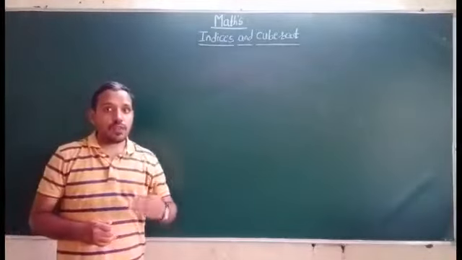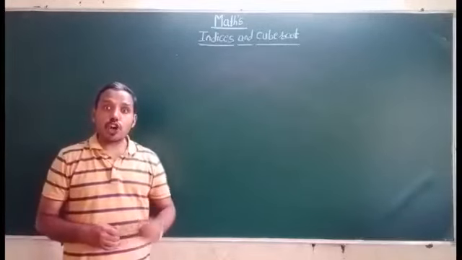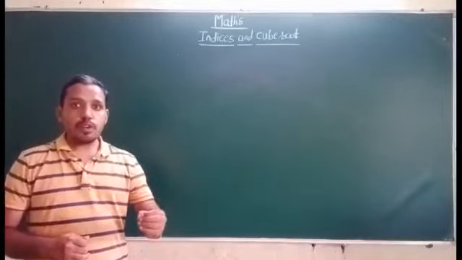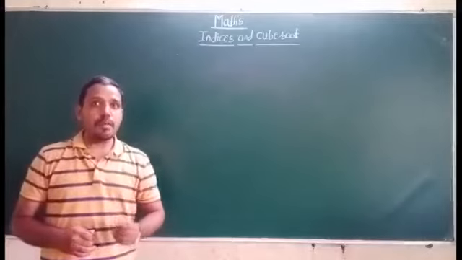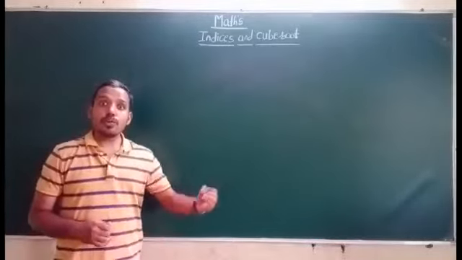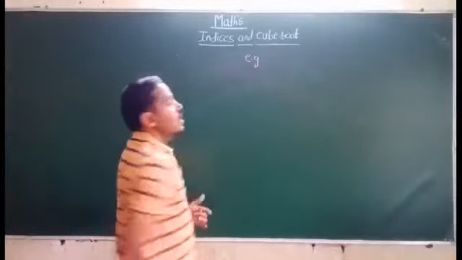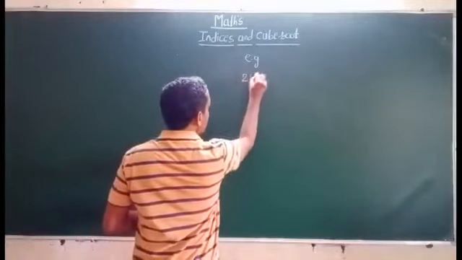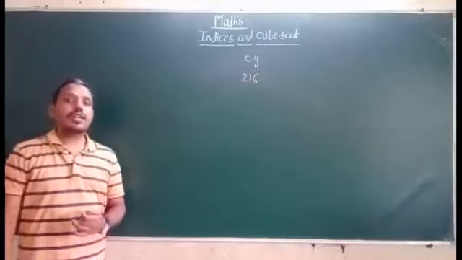That means if we find the cube root of any number, first we draw the prime factors of that number, then we make groups of the same three numbers, and then we find the product of all those numbers to get the cube root of the given number. We will discuss this in more detail with an example: 216. We find the cube root of 216.